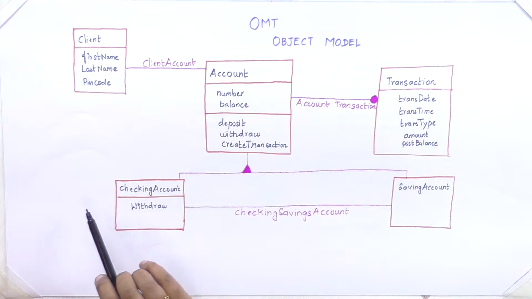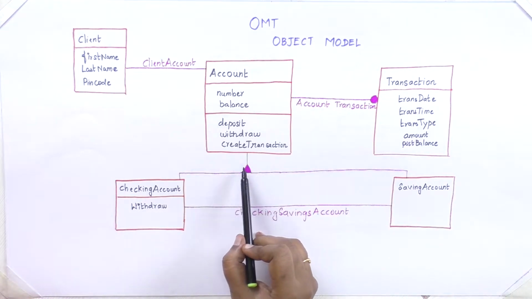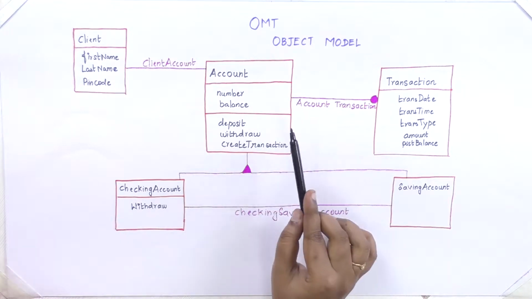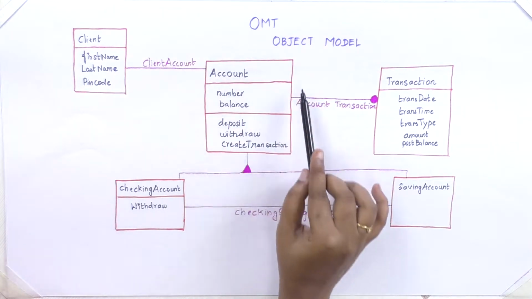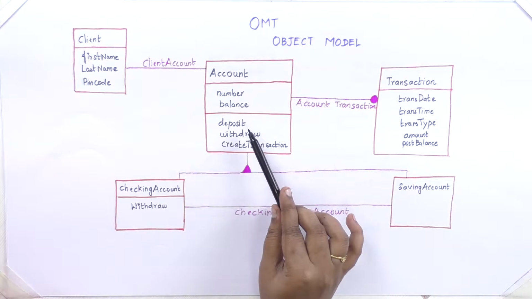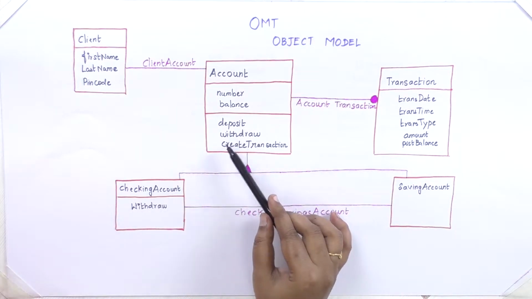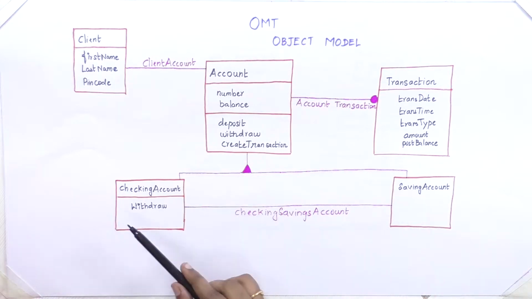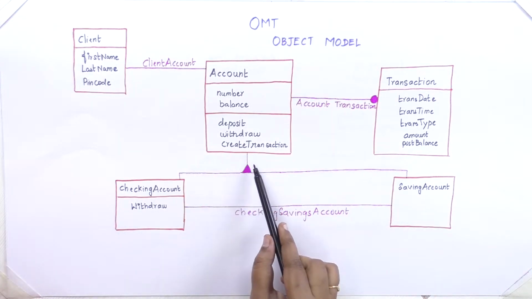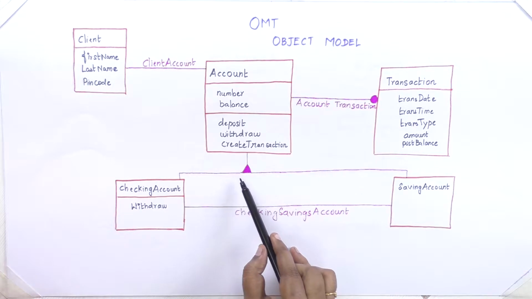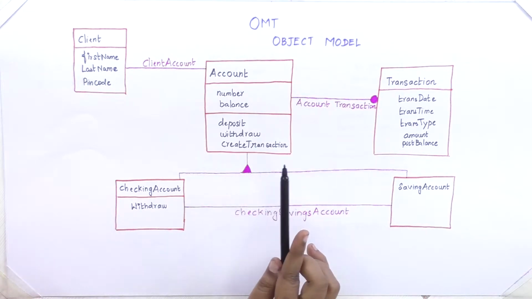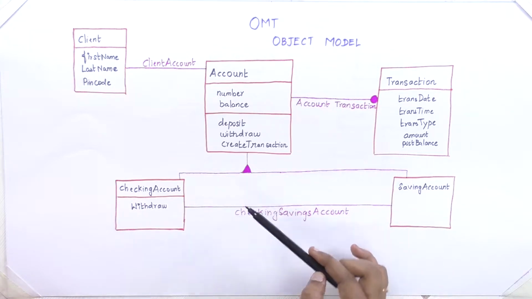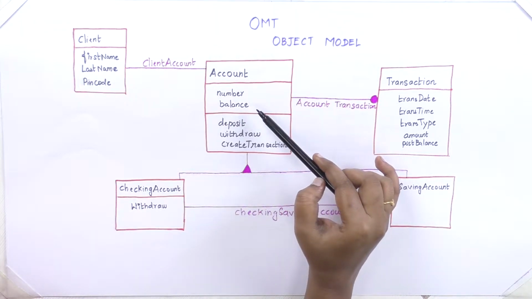Next, this triangle symbol represents the specialization of the classes. Here, the account class is the superclass. From this superclass, you have inherited two subclasses, two child classes: one is the savings account class, another is the checking account class. So this triangle symbol implies the specialization part. That is, the checking account class and the savings account class are child classes of the superclass account class.